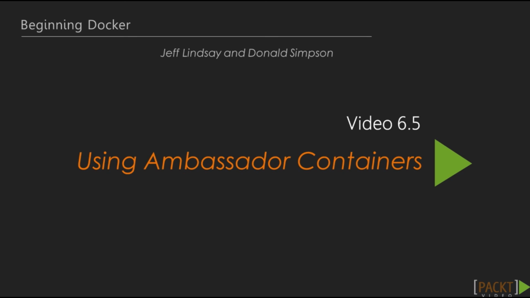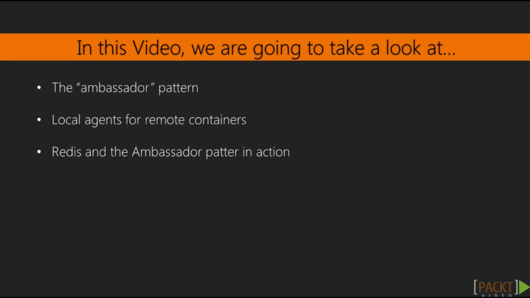In the previous video, we took a look at using Docker to build our own platform as a service. In this video, we'll be looking at a Docker pattern called the ambassador pattern. An ambassador is a container that acts as a local agent for a remote container, and here we're going to see this in action with Redis.